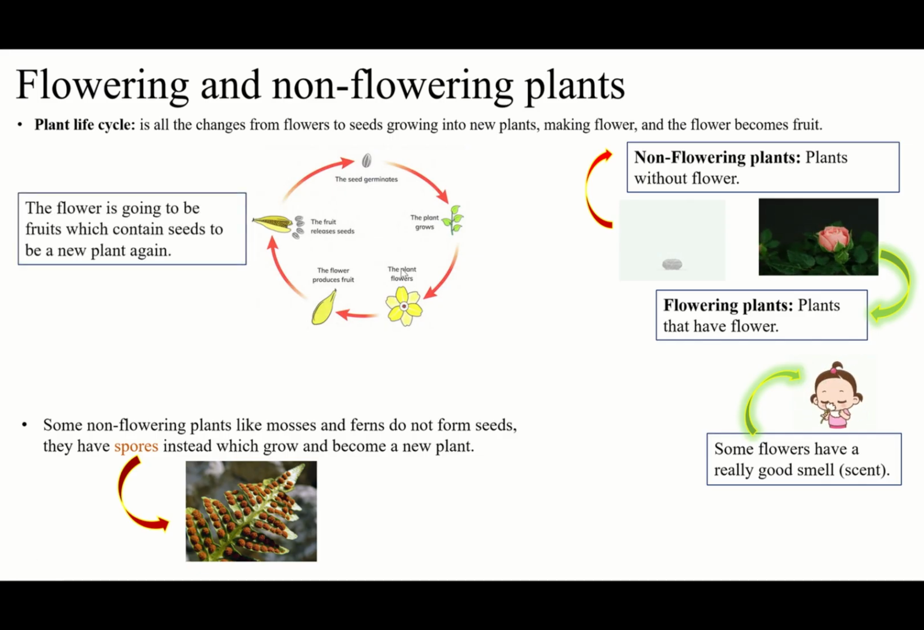The flower becomes fruit, which contains seeds to become a new plant. That's it. This flower becomes fruit, and the fruit contains seeds to become a new plant.